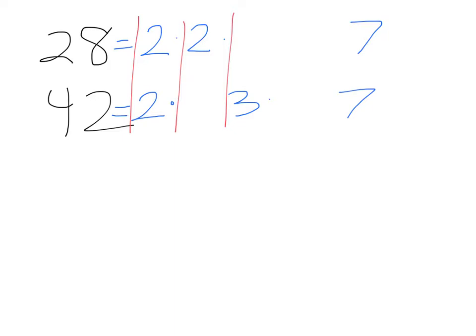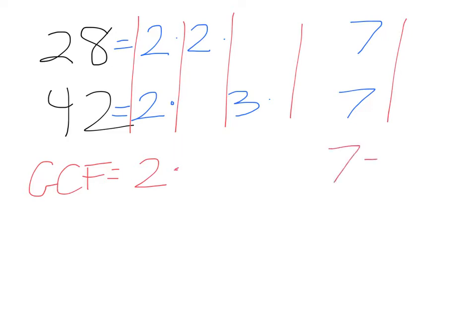All right. If you did this correctly, you would have told me that 28 was 2 times 2 times 7. You would have told me 42 was 2 times 3 times 7. You would have made your columns, and you would have said the greatest common factor was 2 times 7, or 14. So the greatest common factor was 14. Did you get that right?